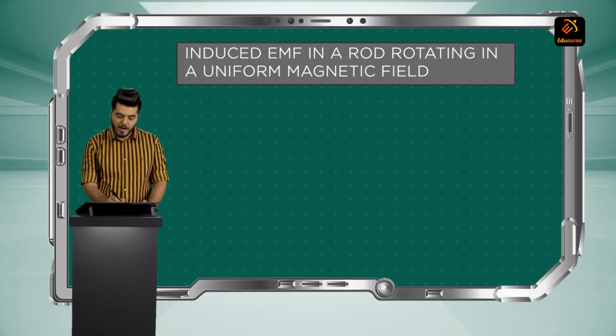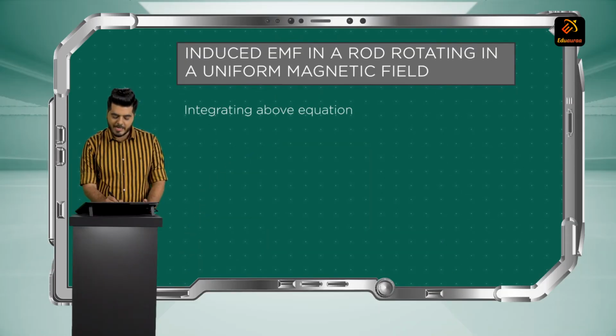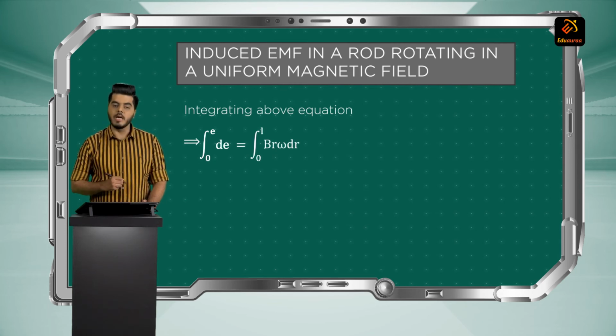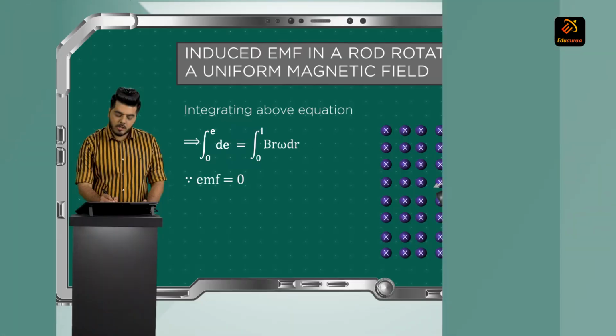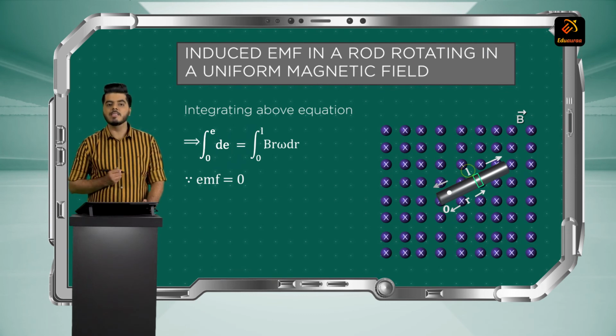Now what exactly do I have to do? I have to find the total induced EMF in the rod. If I want to find the total, I am going to integrate the above equation. Integration of dE is equals to integration of B into r into omega into dr. Now when EMF was 0, the initial position was at the pivot, that is O. The total length of the rod became L.